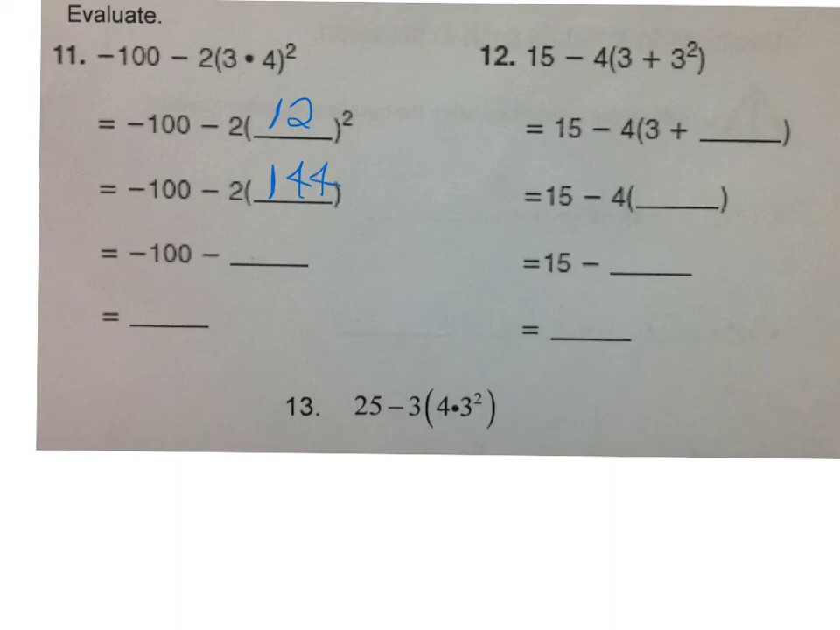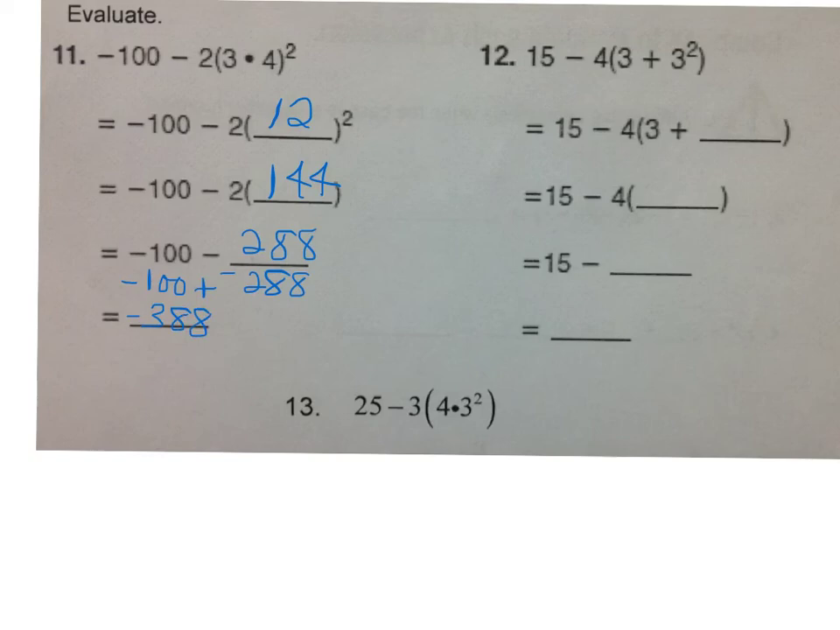Continue to follow order of operations. We're going to multiply 2 times 144 and get 288. And lastly, we're going to subtract. Now we have negative 100 minus 288. Remember, if you need to, you can ding-dong the problem. Negative 100 plus a negative 288, which leaves us with negative 388.